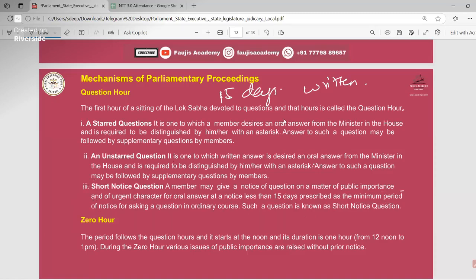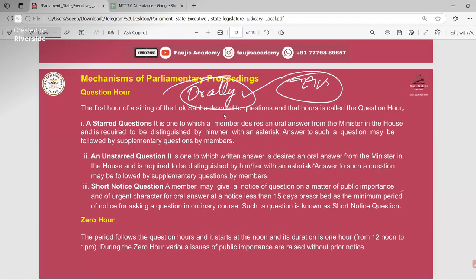That is, a notice of less than 15 days is given, and you are required to give a written or an oral answer. Mostly, it is answered orally. It's not given in written form. Maximum times, that is 99% of times, it is given in oral terms. Right. In addition to these things, the private members can ask questions to the ministers. Those are the normal questions, apart from the starred and short notice ones, and they are asked on the floor of the parliament.